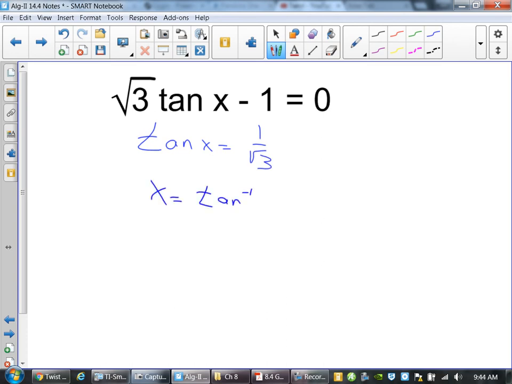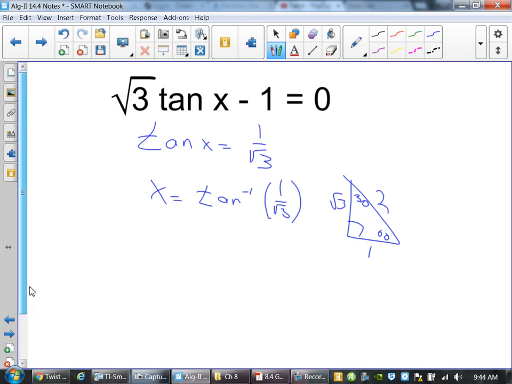Is there any reason for me to rationalize this? You don't have to, but you can. You don't need to, because think about it. First of all, what triangle has the root 3? 30-60-90. So knowing that tangent is opposite over adjacent, what angle has the opposite of 1 and the adjacent of root 3?